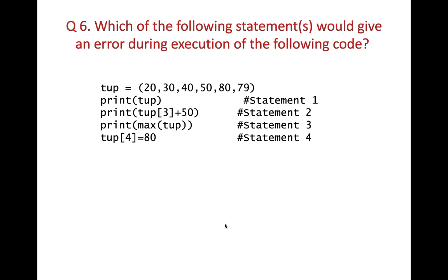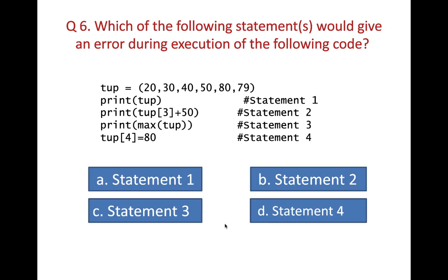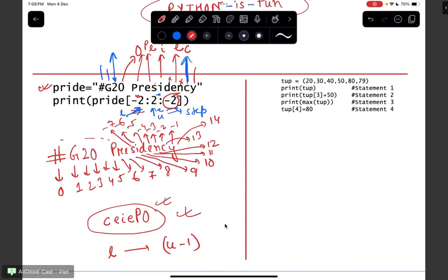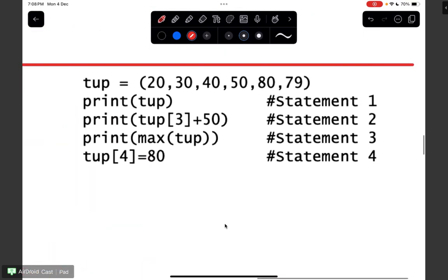Out of these 4 statements, you need to say which of the statements will give an error. So let's look at the statements one by one. The first statement, what is done in the first statement? Simply a tuple is being created. So it's correct. In the second statement, what is being done? That particular tuple is being displayed.